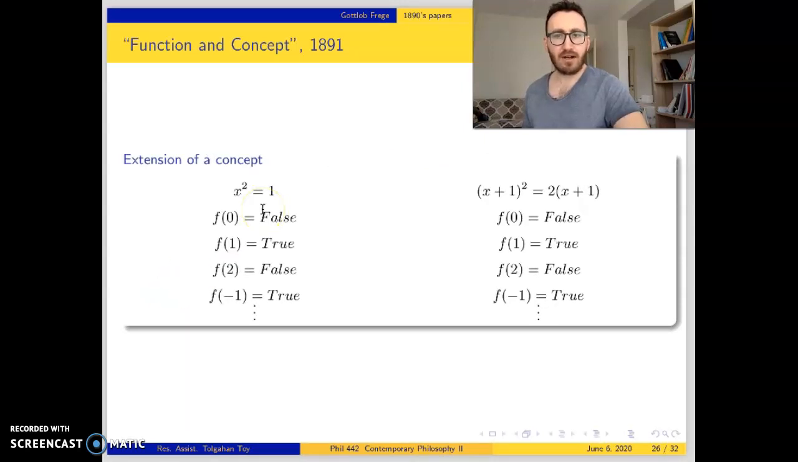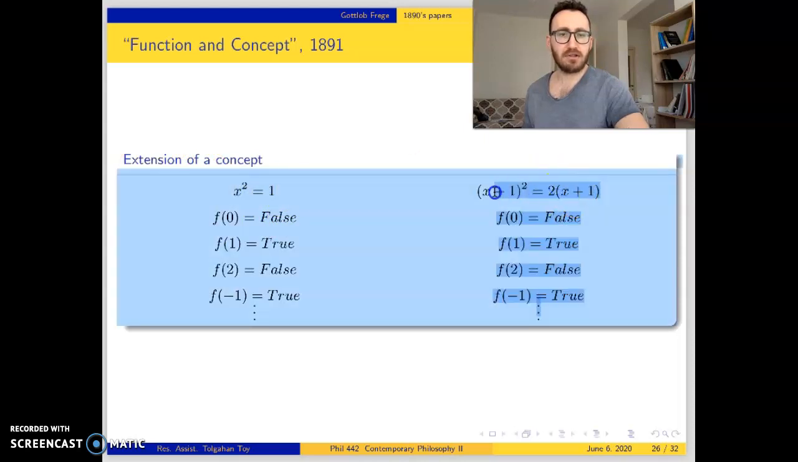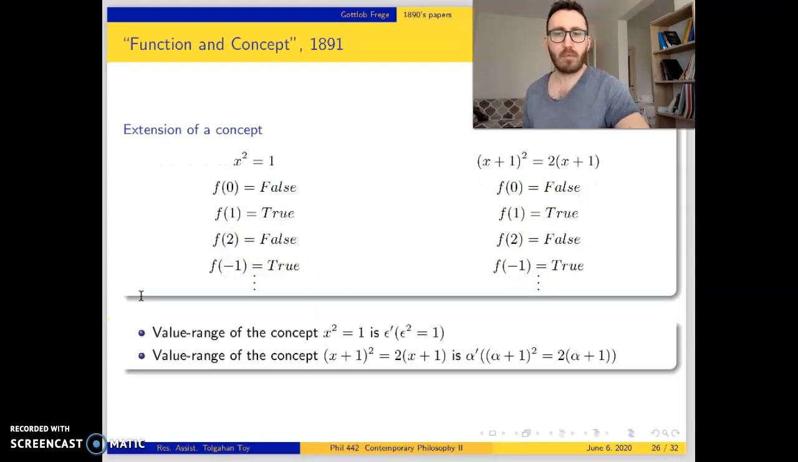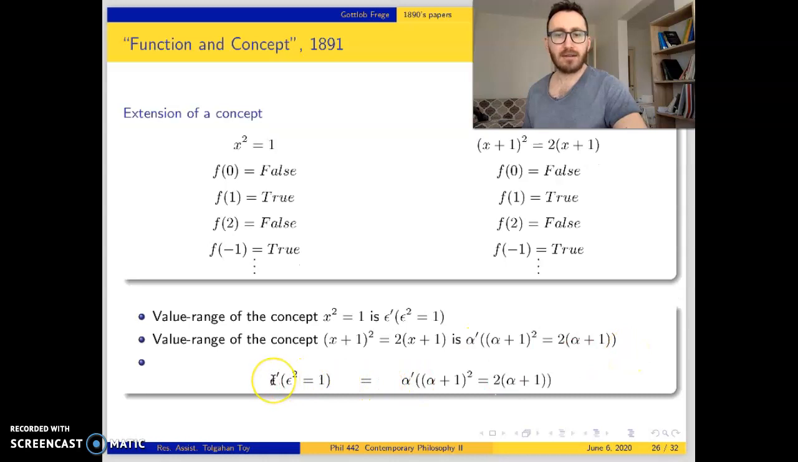Since a concept is a function, it has a value range. Remember, value range consists of argument-value pairs: 0 false, 1 true, 2 false, -1 true for this concept. The value range of a concept is called its extension. We have two different concepts here, the first concept and the second concept, but they have the same value range. Only 1 and -1 in both cases make them true. The identity between extensions is formulated in this way: the extension of the first concept is identical with the extension of the second concept.